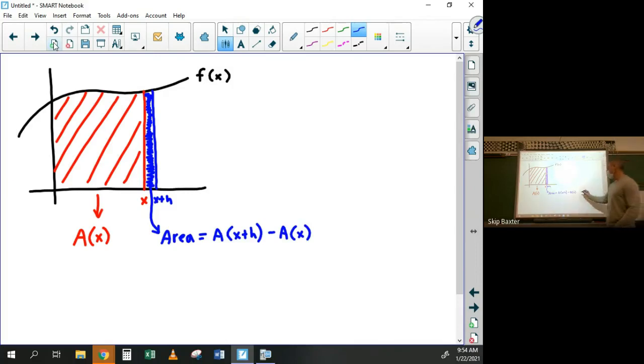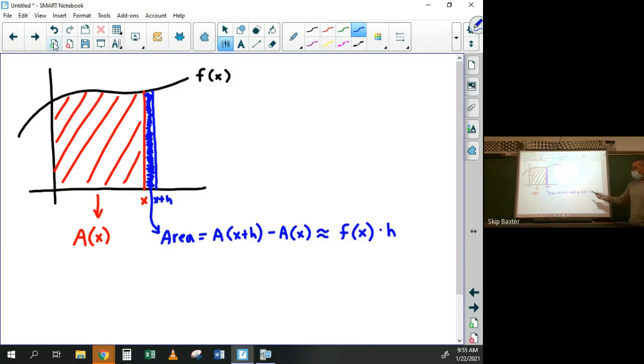But we know that we can actually approximate that area by using a rectangle, right? We can say this is approximately equal to the height of the rectangle, which let's just say is f of x, we'll use the left-hand endpoint, times the width of the rectangle, which is just h. This makes sense so far, right? Nothing I've said is totally strange.